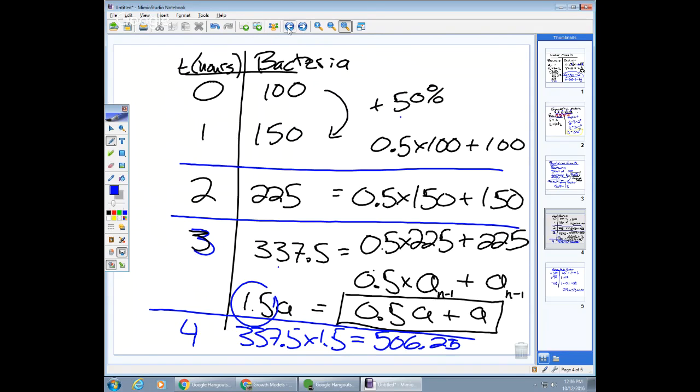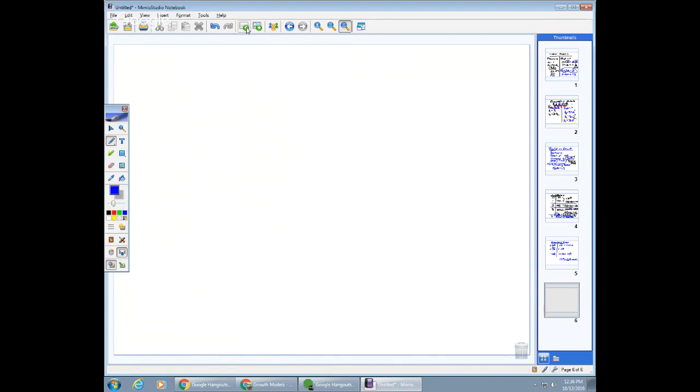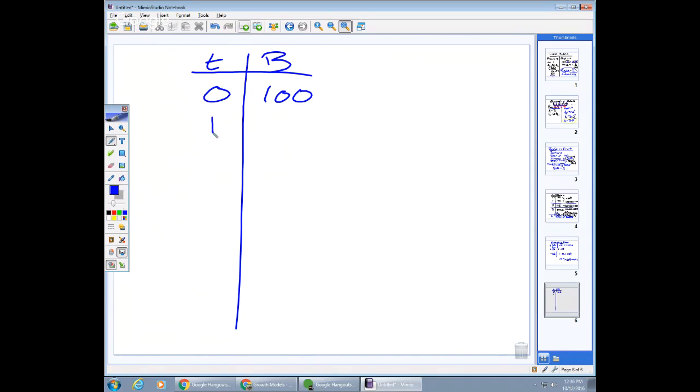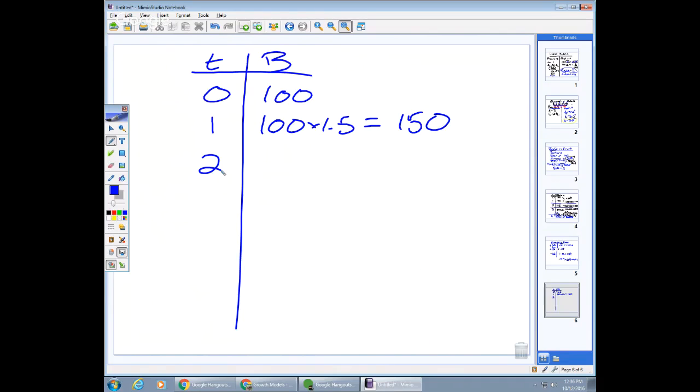Yeah, so let's look at this bacteria problem a little more. New page for it. So I'm going to just simplify the table a touch. Time versus bacteria. At time 0, we had 100 bacteria. And then we moved on to take that 100 times 1.5. That gave us 150. In the second hour, didn't we take that 150 and multiply by 1.5? Because that's the multiplication factor. That gave us 225.